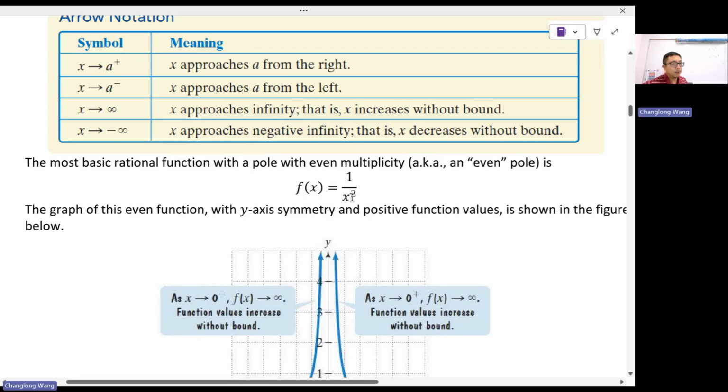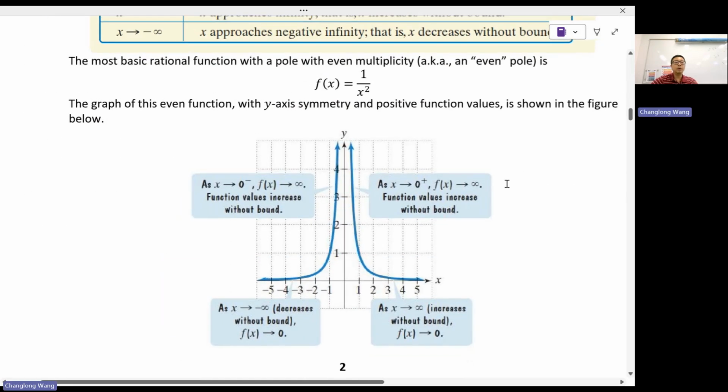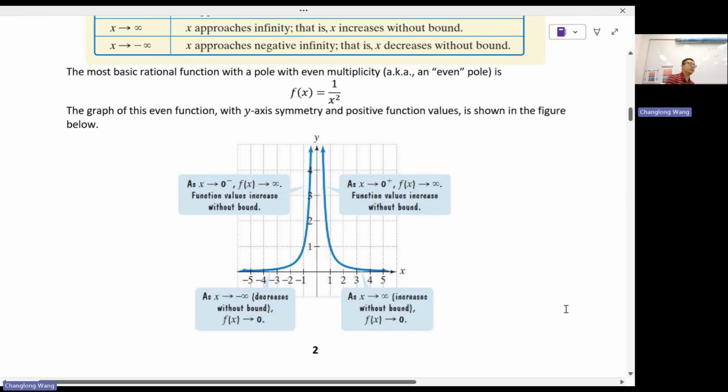Now, of course, you know the major difference between the reciprocal function 1 over x and this guy 1 over x squared is the pole is, you know, an even pole, right? A pole with even multiplicity. Now, referring to the arrow notation, or the asymptotic or end behavior of the graph, as you saw from the reciprocal function, it's pretty intuitive now, just by observing how 1 over x squared will behave if x is getting big or small.